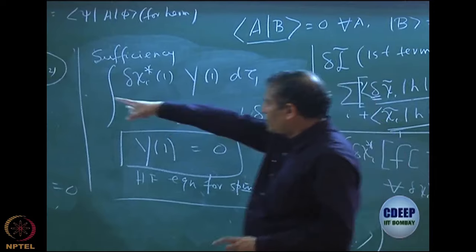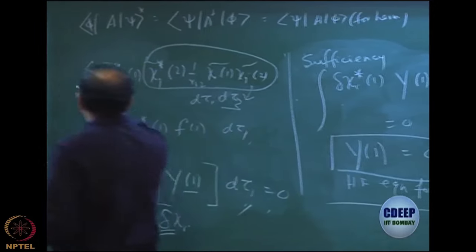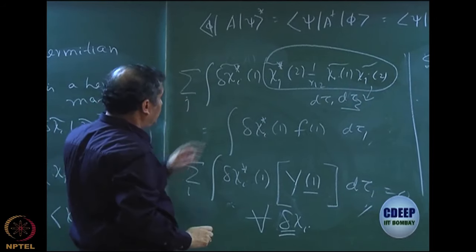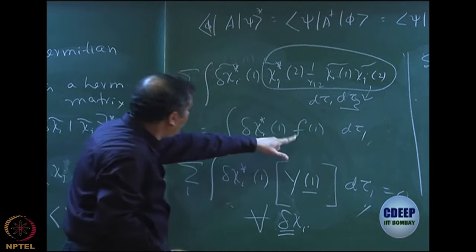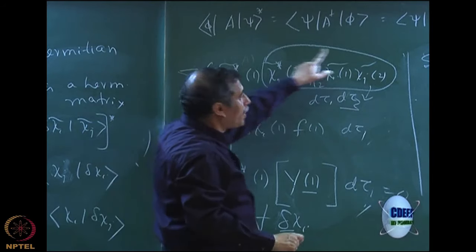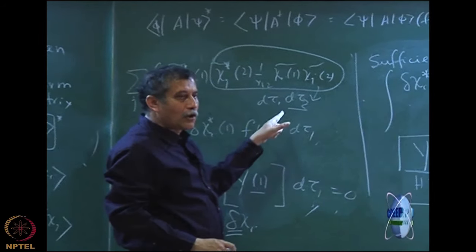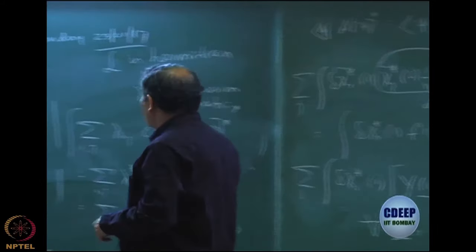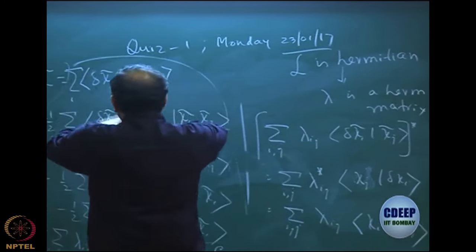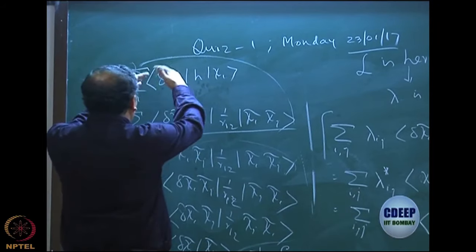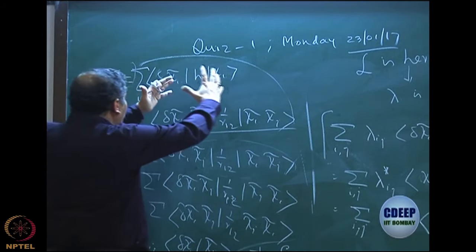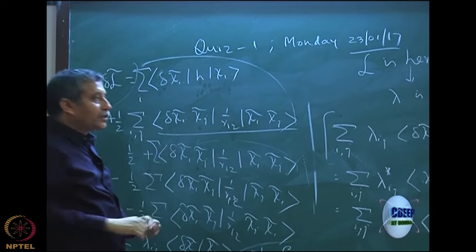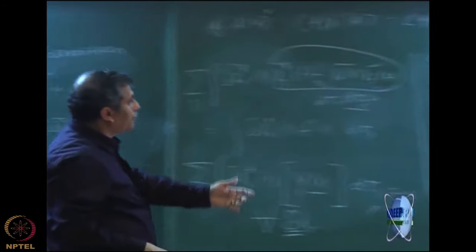So I already said this here. I had a sum over i, sum over j. So the sum over j will be any a perform. So your f is now sum over j of this quantity. When I identify the y of 1, the sum over j will come. The point I am trying to say is that I am trying to write the entire equation as delta chi i star, i, something, integral, sum over i, only sum over i. So basically I am trying to write it in this form.